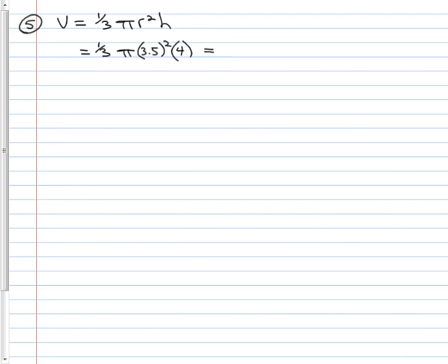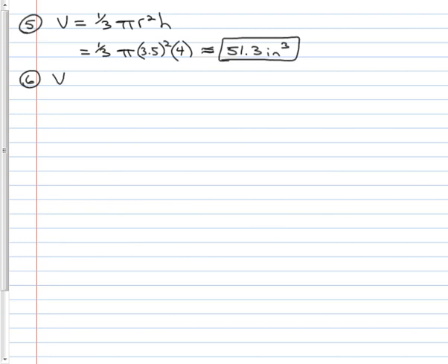Number 5. They're cones, so we know volume is 1/3 pi r squared times height. So 1/3 times pi times the radius, 3.5, which has to be squared, times the height, 14. Volume equals 51.3 inches cubed, approximately.